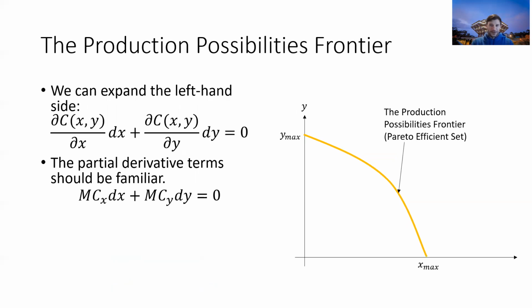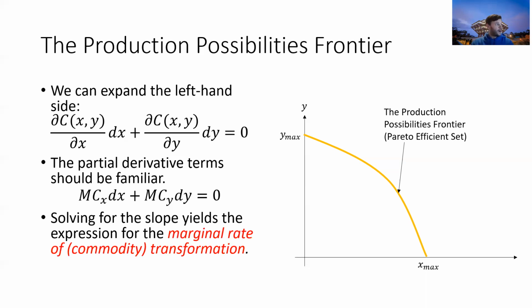Now, our goal is to find an expression for the slope of the PPF, which means we want to isolate dy over dx. So let's move all the terms multiplied by dx to the right. And then we'll divide through by MCY, or sorry, rather, let's divide everything through by dx. And then we can subtract MCX to the right, divide through by MCY. And you wind up finding here what is called the marginal rate of transformation.